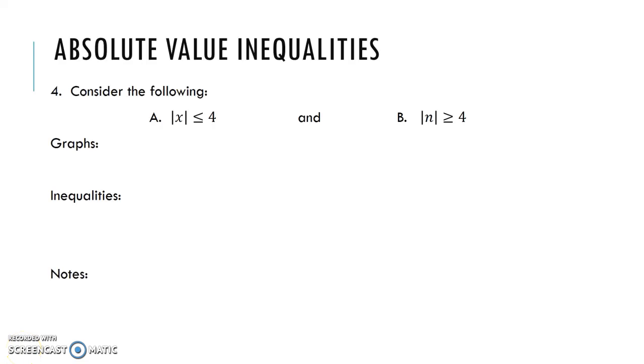So this is part 2. We've done absolute value equations, and now we're going to talk about absolute value inequalities. So let's take a look at these two situations. We have the absolute value of some number is less than or equal to 4.